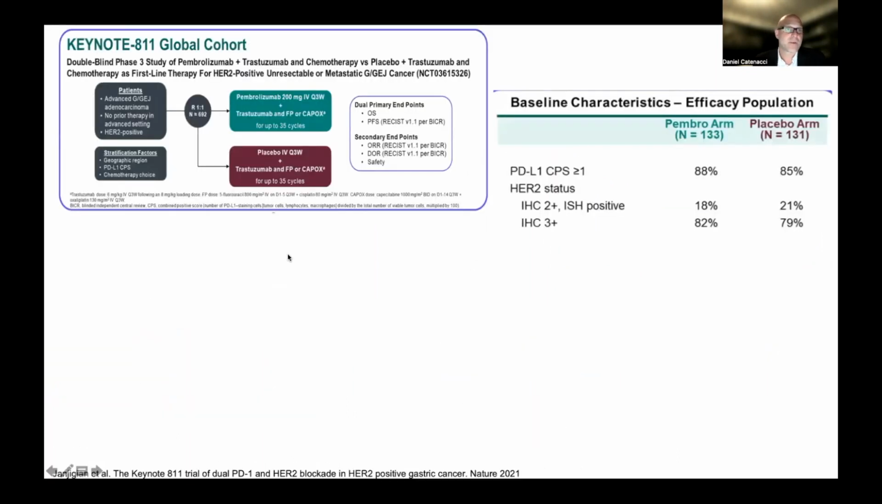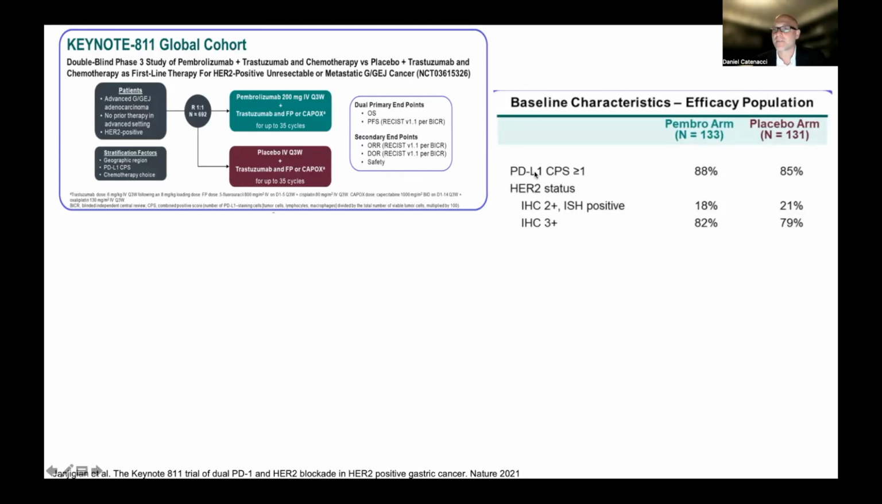Again, it was a randomized phase 3 study that was looking at the standard of care, trastuzumab with chemotherapy, either capecitabine, oxaliplatin, or 5-FU and platinum, cisplatin, with a placebo, or the same, but with pembrolizumab. And the primary endpoint was overall survival, but as I showed you, an early look was looking at response rate.